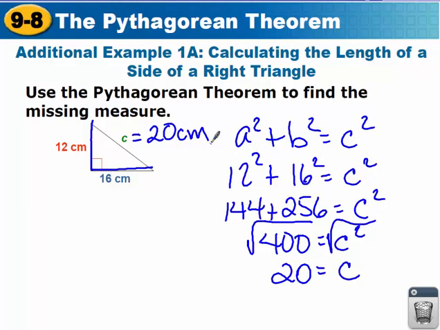You'll notice we write the formula down, we plug in our two legs, and we add them together. Because if I add the square of a and the square of b, that gives me what the square of c equals.